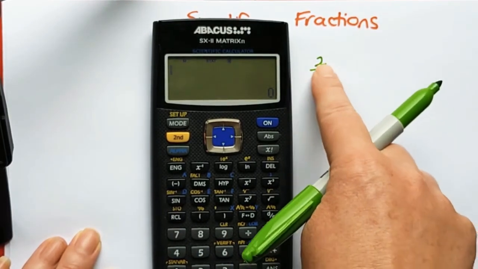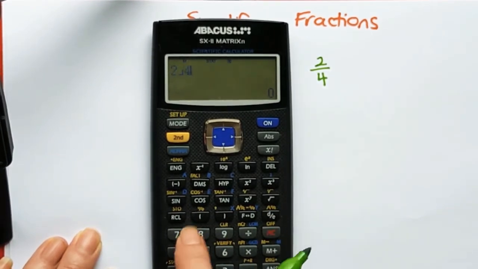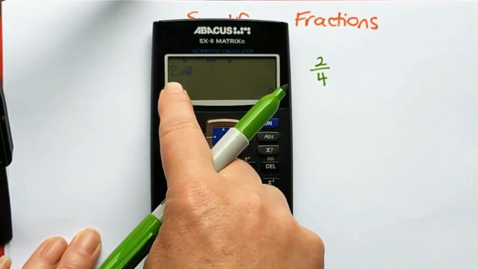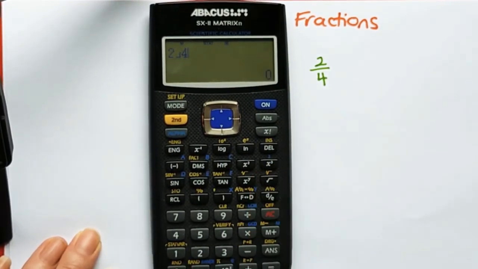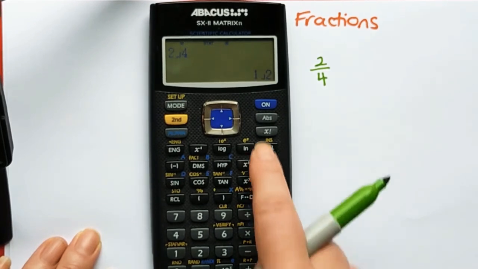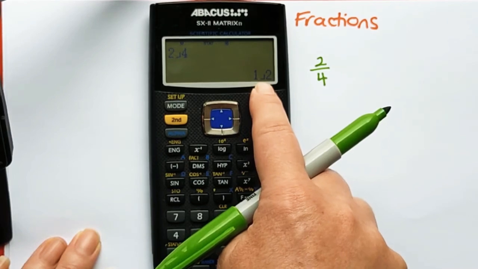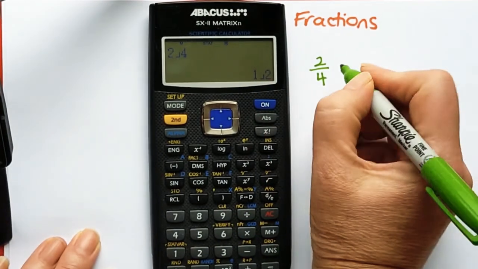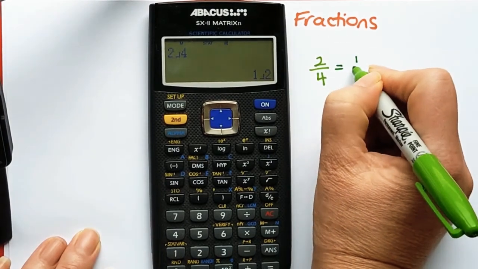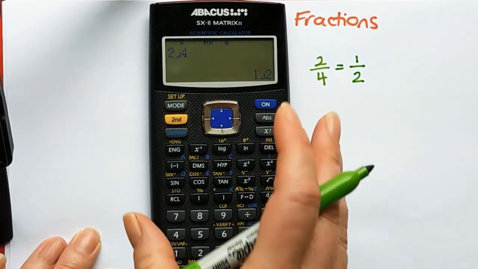So if we wanted to put in 2/4, we do 2, the fraction key, and 4, and we can see on our screen we've entered that here. And if we press the equals button down here, then it tells me on my screen I've got 1, the weird little fraction symbol, 2. But I don't write it like I have it on my screen. I just do 1/2.